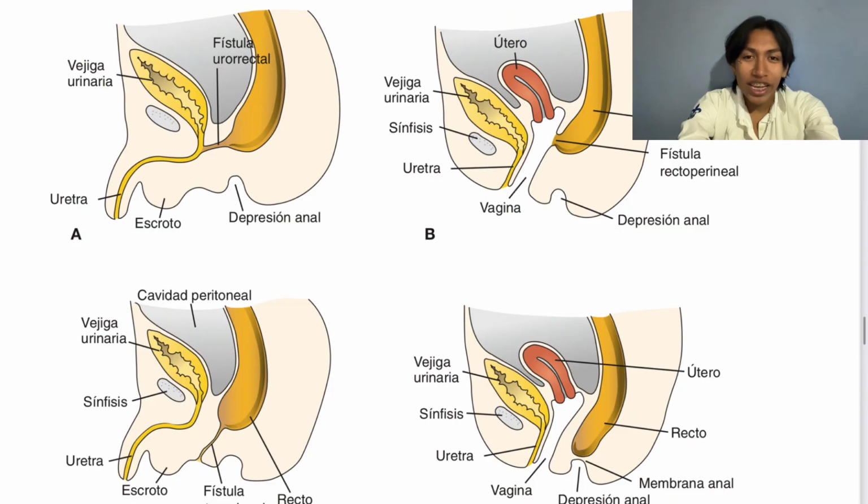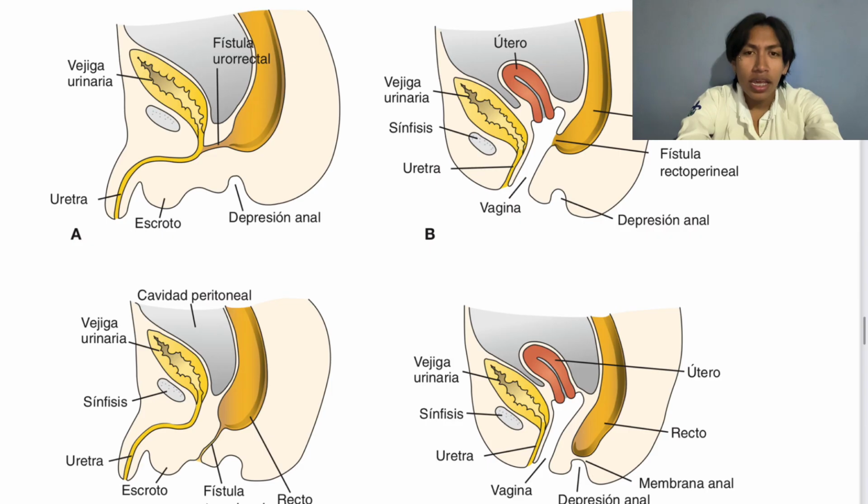Next, return to the abdomen. The midgut returns to the abdominal cavity around week 10, and formation of intestines follows, with the small intestine first, followed by the large intestine. The cecum appears as a swelling, and the appendix forms as a narrow diverticulum.